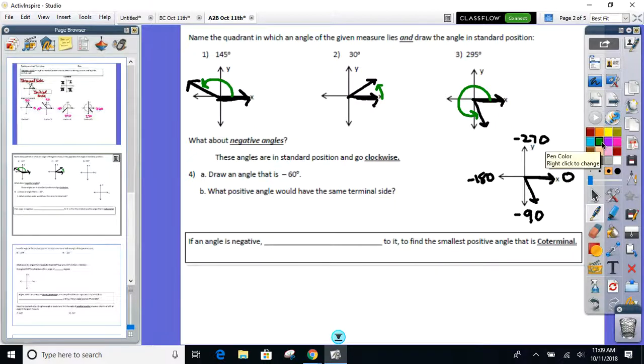Now, where should my rotational arrow go? Not going around, that's positive. I'm just going right between here.